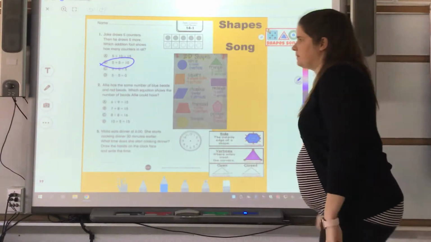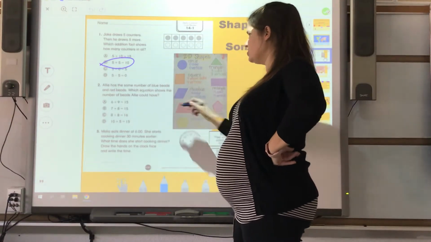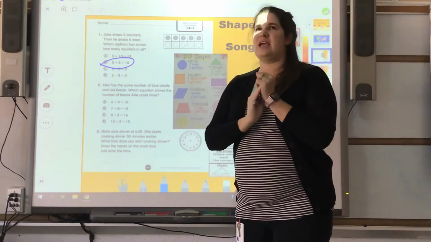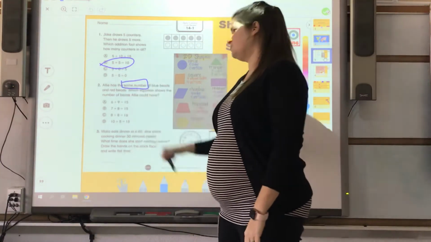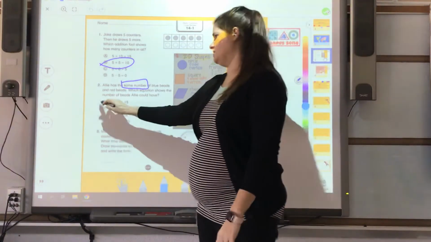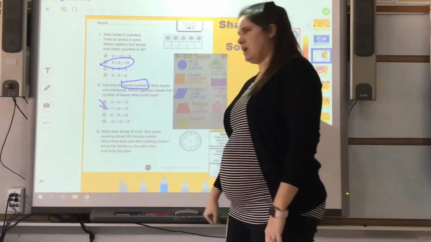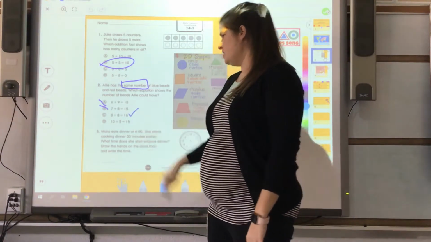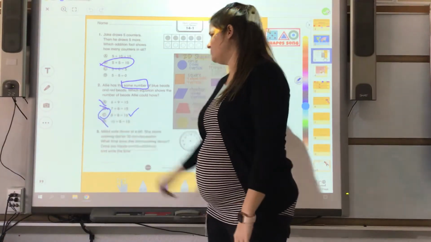Easy peasy. Allie has the same number of blue beads and red beads. Which equation shows the number of beads she could have? She has the same number. 6 plus 9, those aren't the same. 7 plus 8, those aren't the same. 8 plus 8, those are the same, so maybe. Or 10 plus 5, no way. 8 plus 8 equals 16.